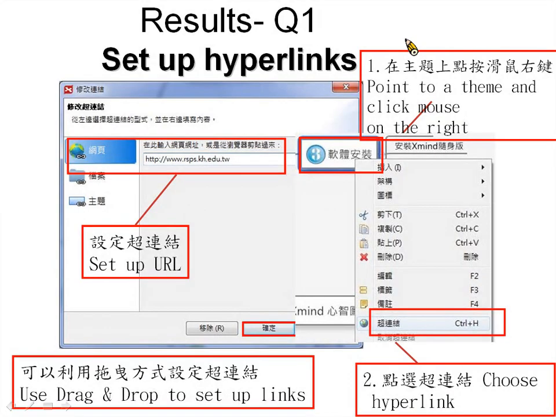This is the result to question number 1. We set up hyperlinks by pointing to a theme and clicking the mouse on the right, and then we choose hyperlink, and here I choose website. So I will copy and paste the website URL here.